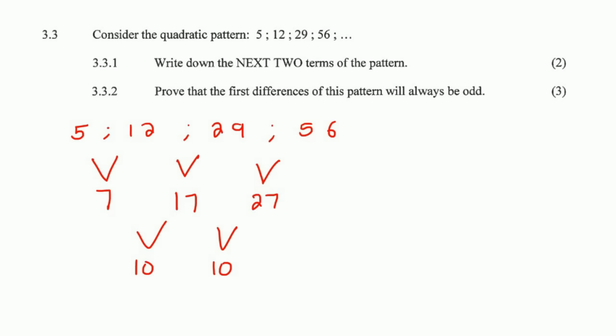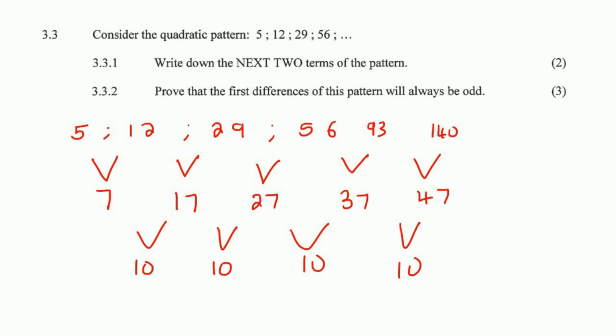Okay, so they want us to know what the next two terms in the pattern are. What we do is we just continue this over here. So that would be 37 and then 47, right? Because you're just adding 10 each time. If you say 56 plus 37, you get 93. And then 93 plus 47 is 140. So the next two terms would be 93 and then 140.